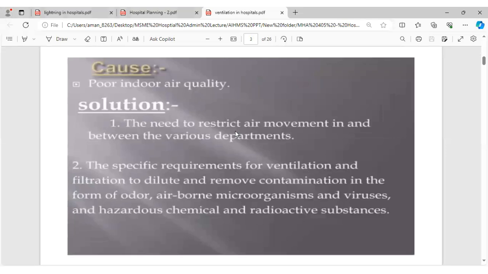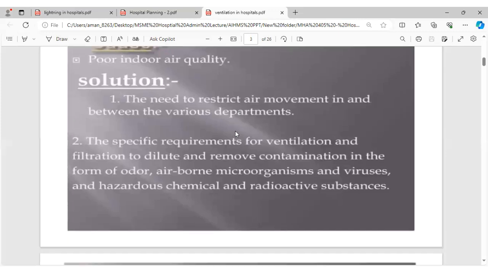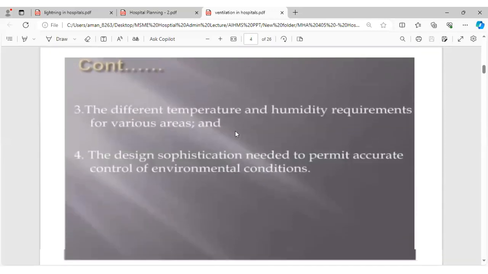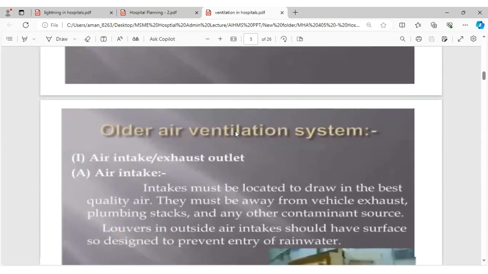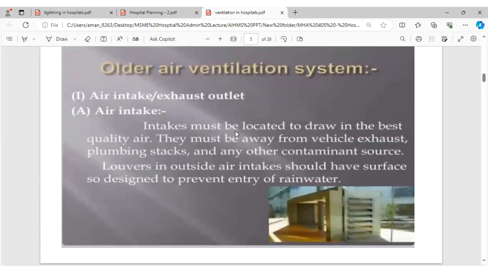Poor indoor air quality. Solution: the need to restrict air movement in and between the various departments, the specific requirements for ventilation and filtration to dilute and remove contamination in the form of odor, airborne microorganisms, viruses, and hazardous chemicals and radioactive substances, the different temperature and humidity requirements for various areas, and the design sophistication needed to permit accurate control of environmental conditions. Older air ventilation system: air intake, public exhaust outlet.